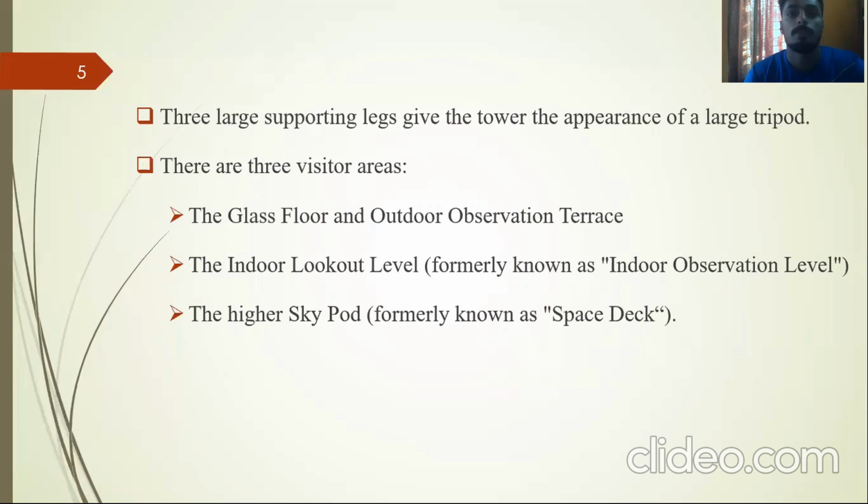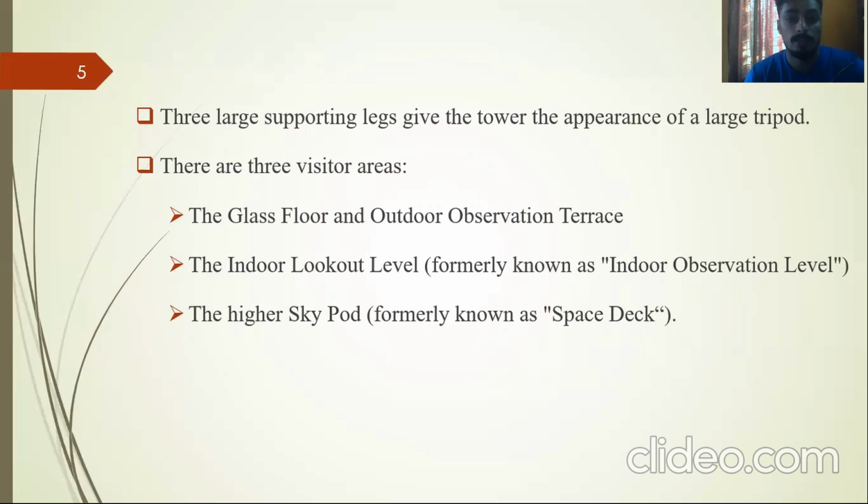There are 3 large supporting legs that give the tower the appearance of a large tripod. At the top of the CN Tower there is a restaurant called the 360-degree restaurant, which rotates once every 72 minutes and is located at the 351 meter height.